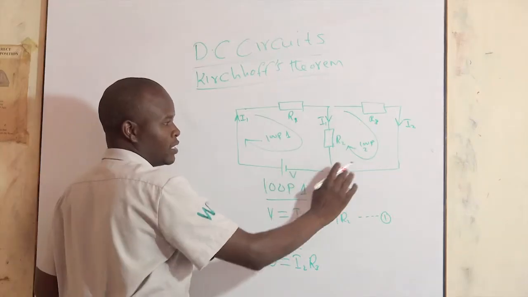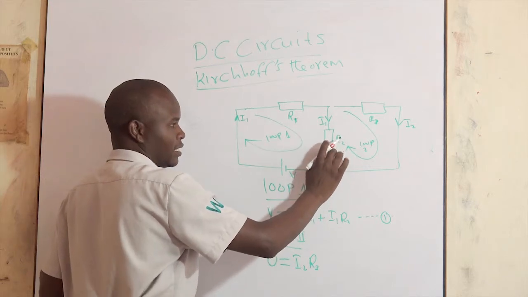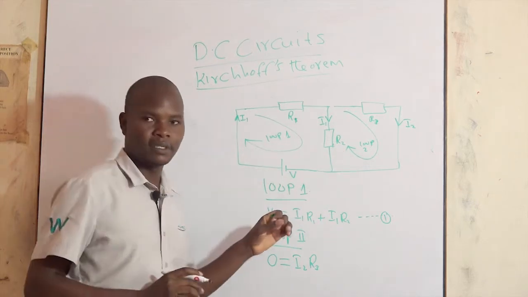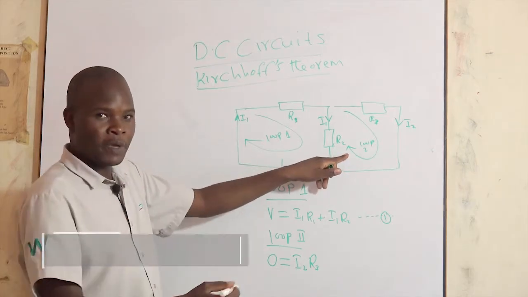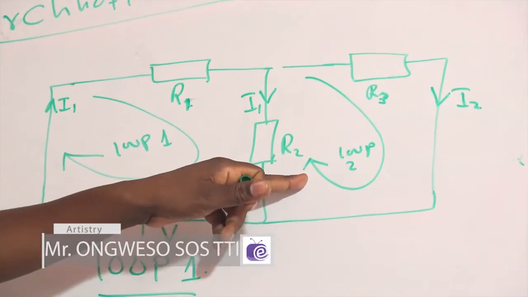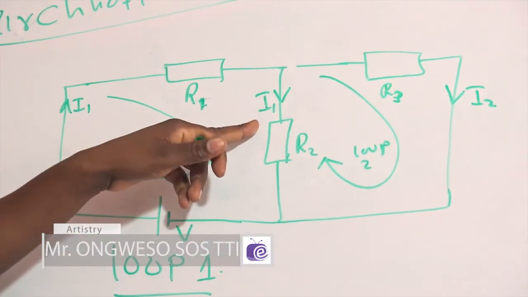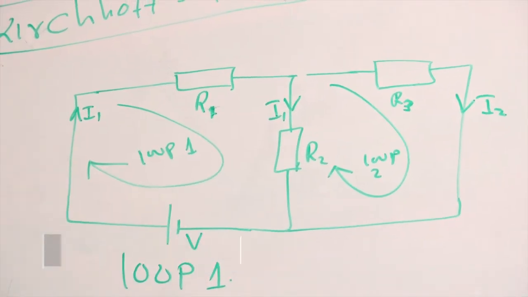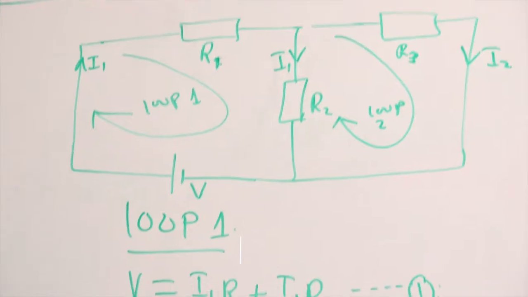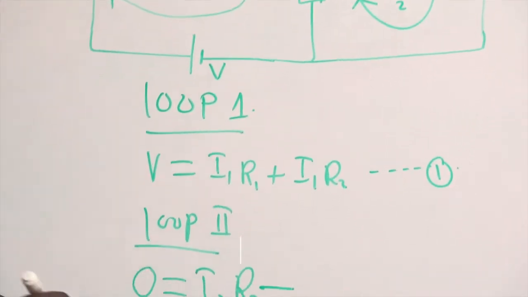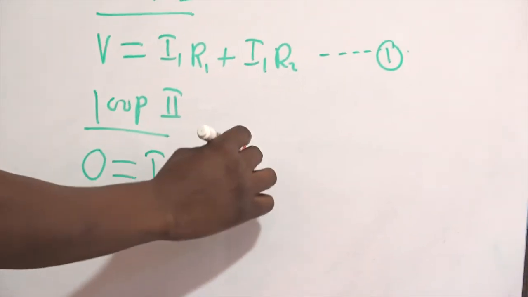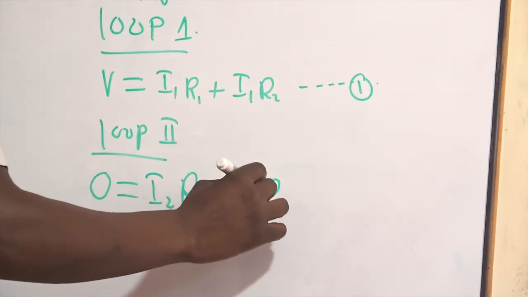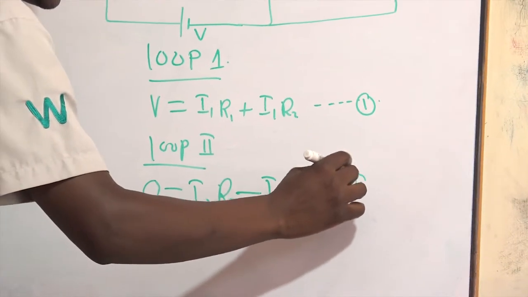When we come to this branch, as we are moving in the loop, we are going against the flow of current of I1. That means if you are going against the current, we use a minus sign to show that we are going against I1. And therefore, we have I2 R3 minus I1 R2, and this becomes equation 2.